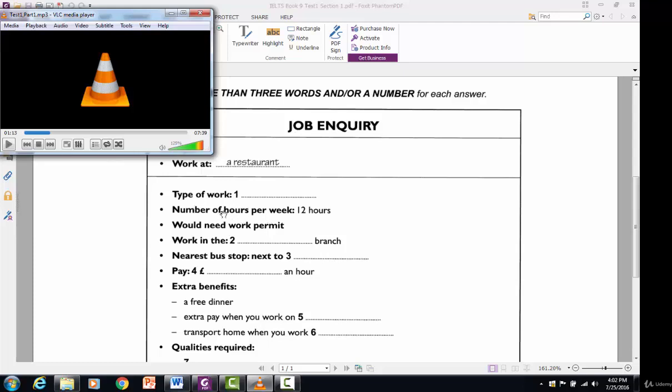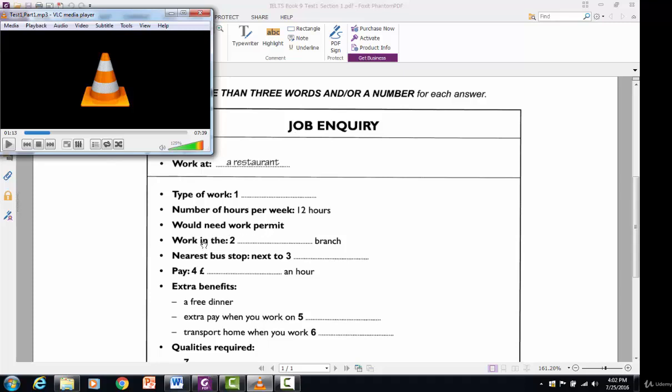Then it's going to go in order, right? When you're doing IELTS listening, they go right in order. They're not going to jump from number 1 and jump down to number 2. They're going to give you number 1. Then they're going to talk about the number of hours per week, 12 hours. Then they're going to say you would need a work permit. Then they're going to go to number 2. And it says work in. So we're talking about a location, right? Because it says work in.